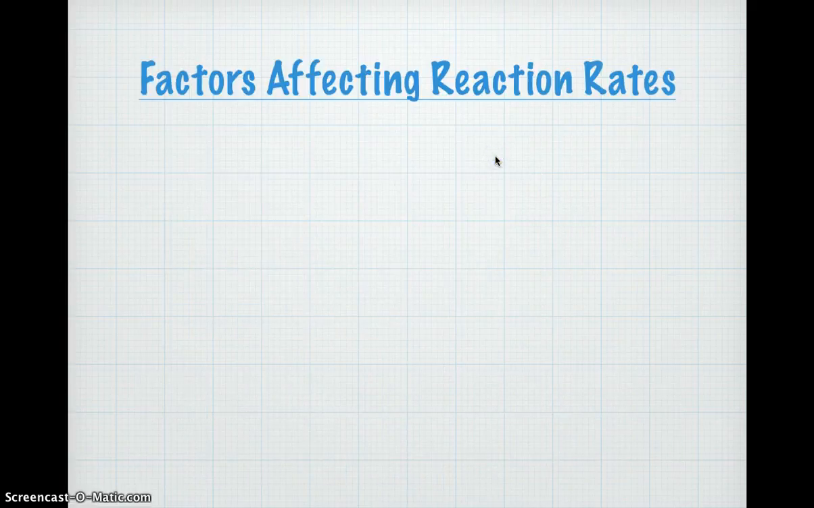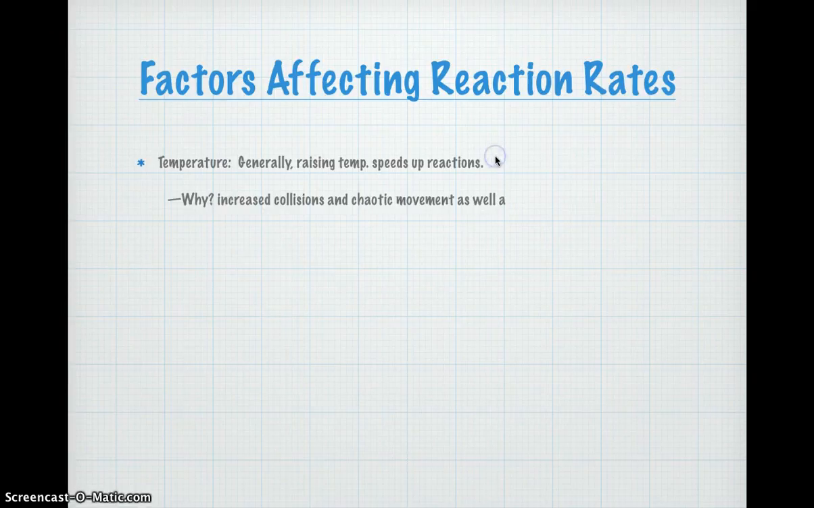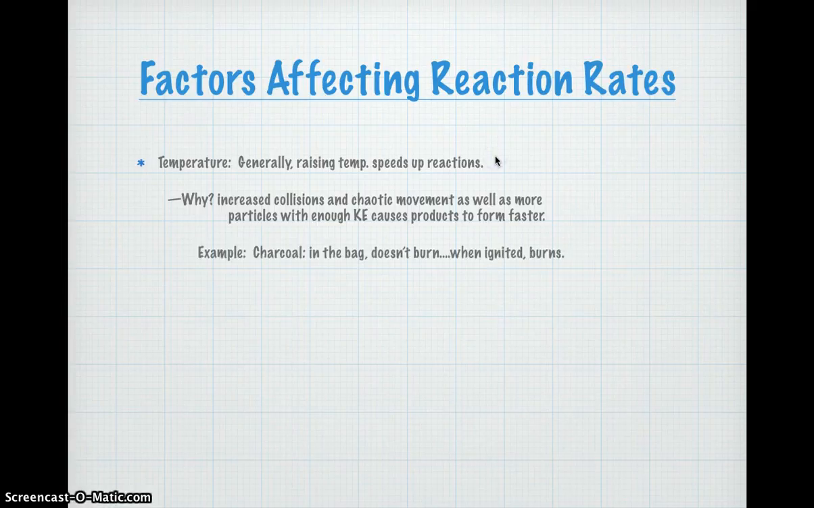All right. What affects these reaction rates? Number one, temperature. Generally, raising the temperature will speed up the reactions. Why? Well, you know this. Increased collisions and chaotic movement, as well as more particles with enough kinetic energy, cause the products to form faster. If they're moving faster, they're going to cause more chaos, more movement, more collisions, and that will allow them to form faster. For example, if you have charcoal that's in a bag, it won't burn. You light it on fire, increasing the temperature, that sucker burns.